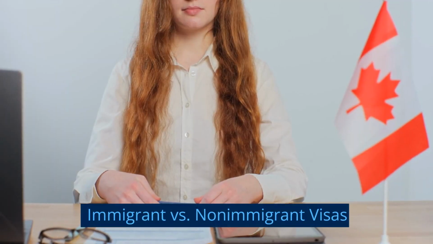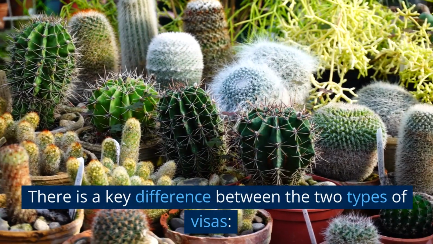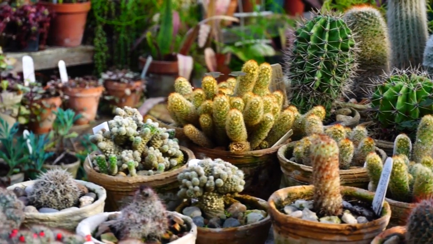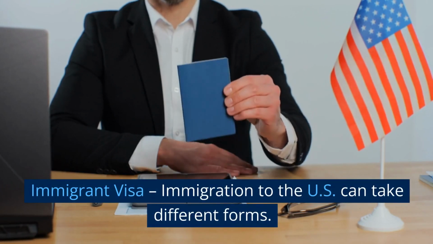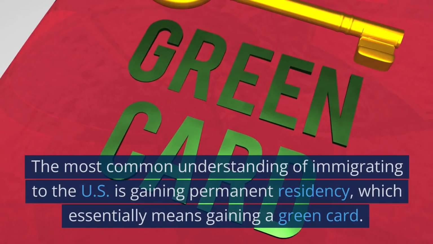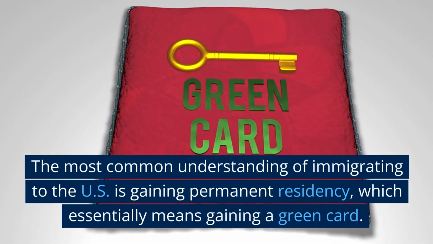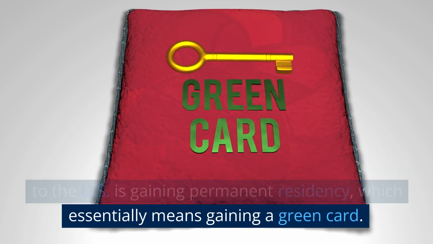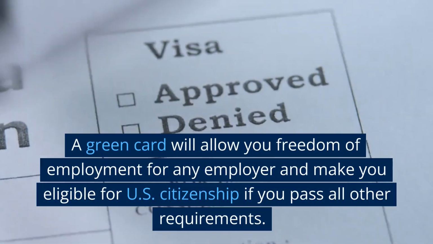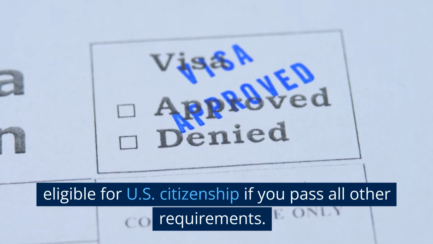Immigrant versus non-immigrant visas. There is a key difference between the two types of visas. Immigrant visa. Immigration to the US can take different forms. The most common understanding of immigrating to the US is gaining permanent residency, which essentially means gaining a green card. A green card will allow you freedom of employment for any employer and make you eligible for US citizenship if you pass all other requirements.